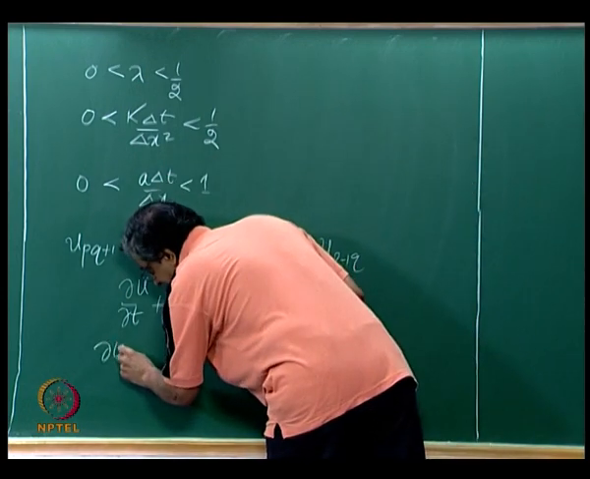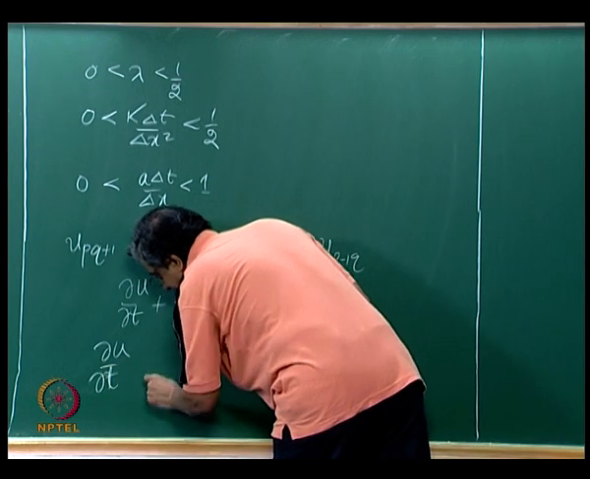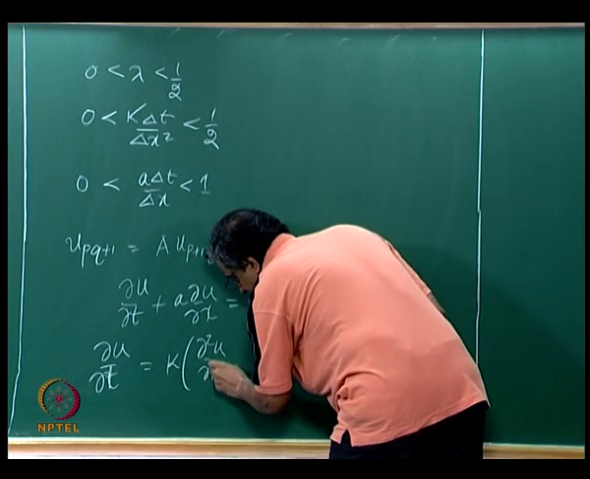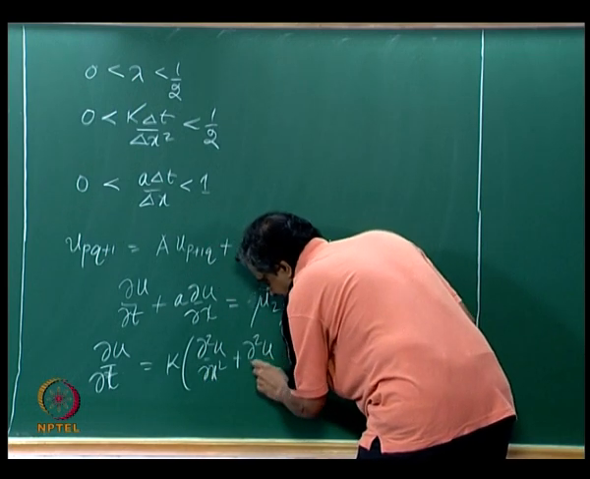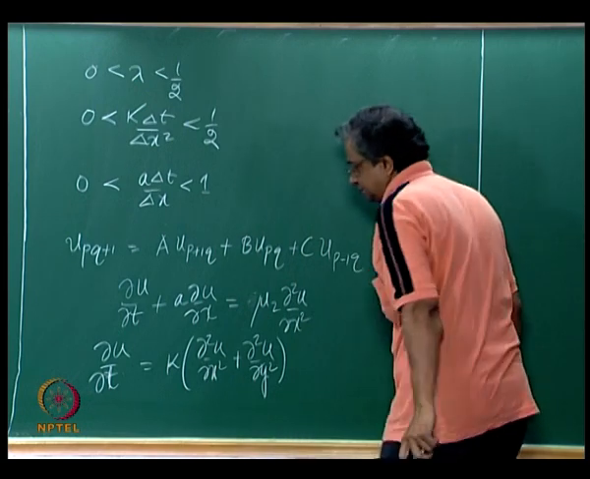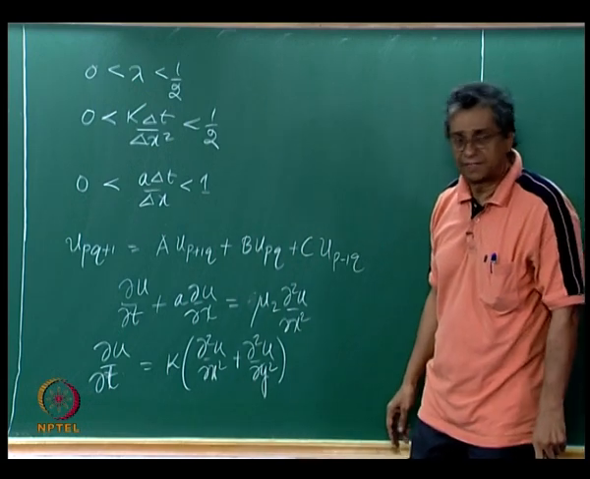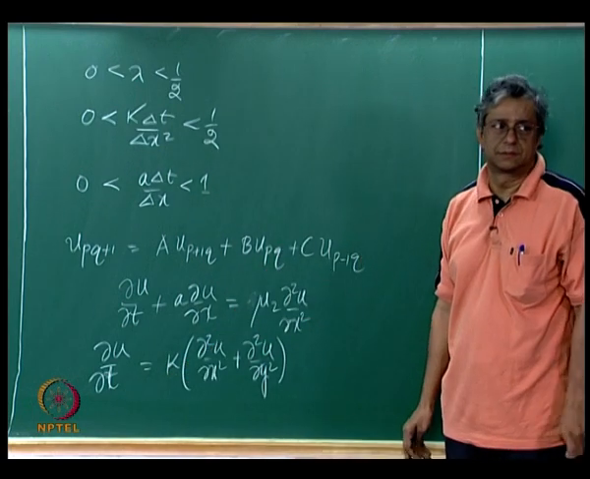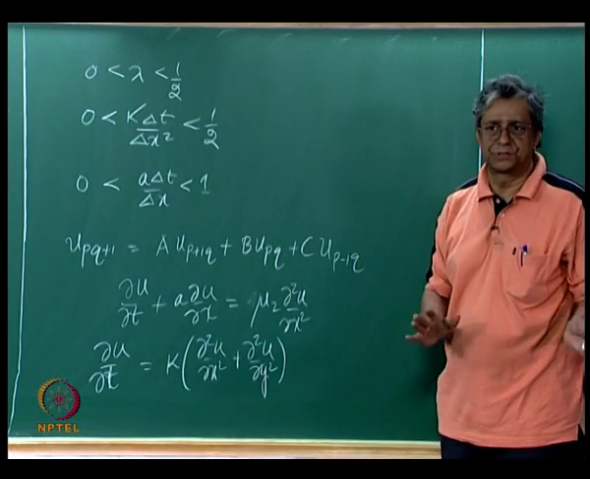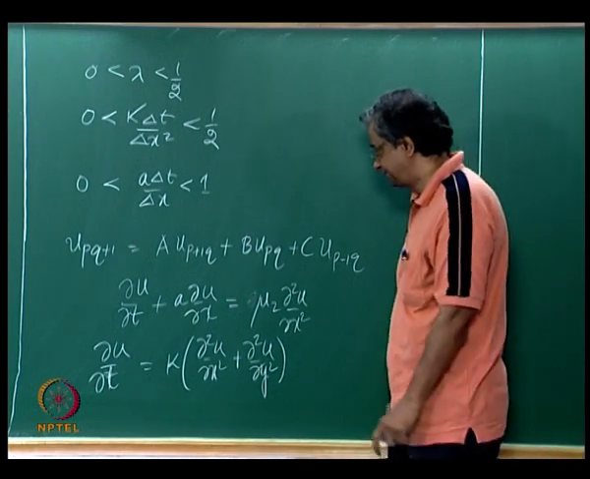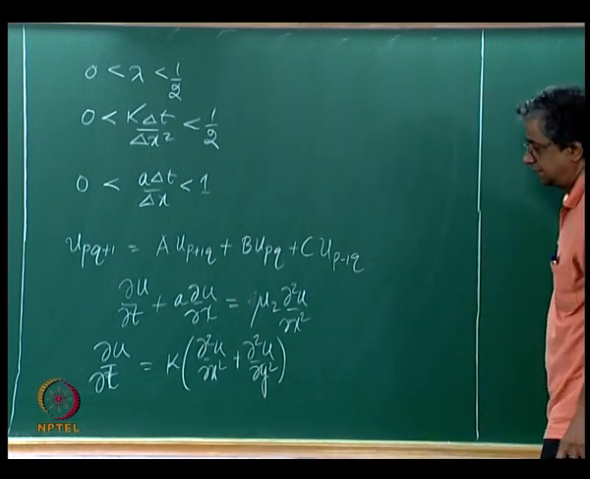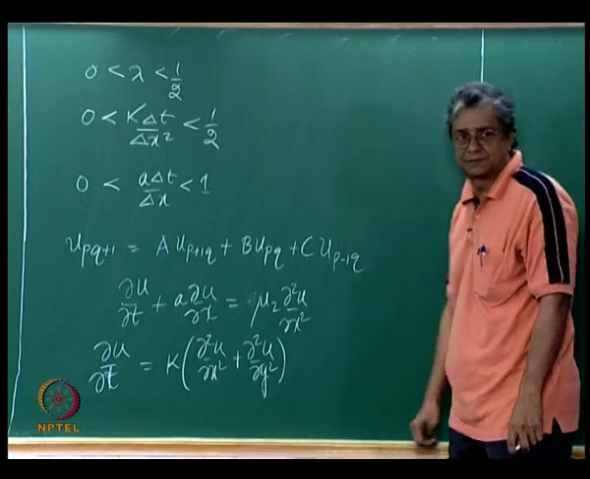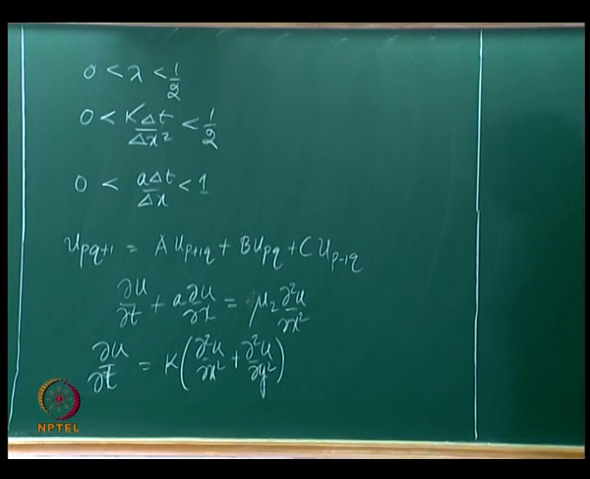The 2D heat equation is dou u dou t equals kappa times dou squared u dou x squared plus dou squared u dou y squared. It is an isotropic material, so there is only one thermal conductivity kappa. Thermal conductivity is not changing based on orientation. Okay. So if I did FTCS for this, what would I get?